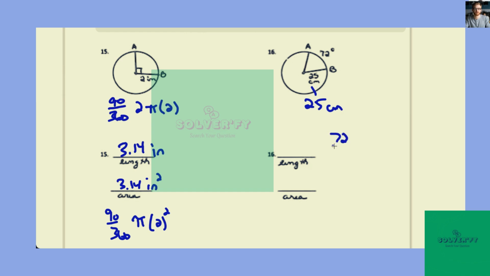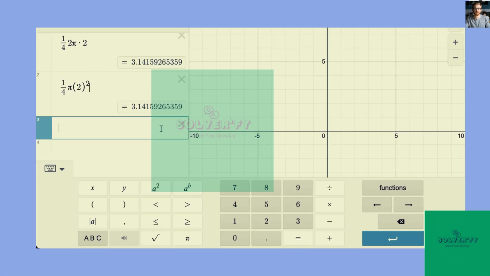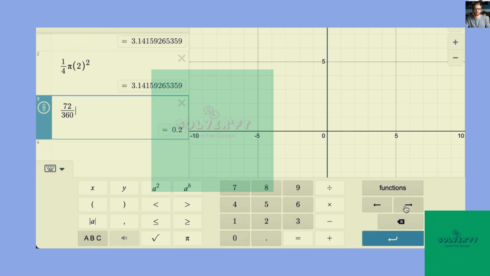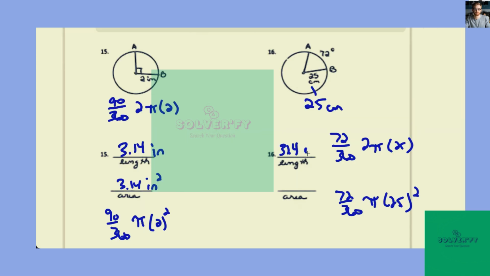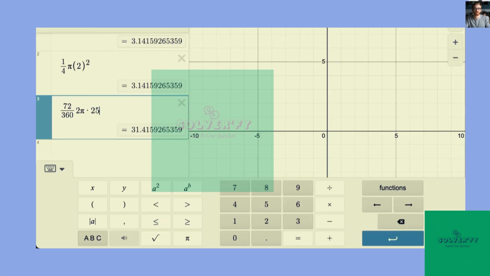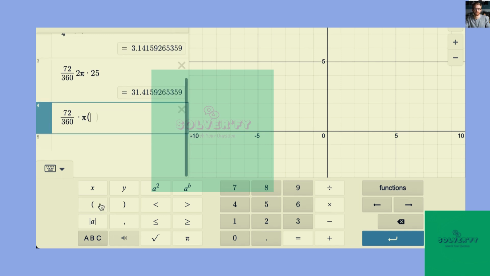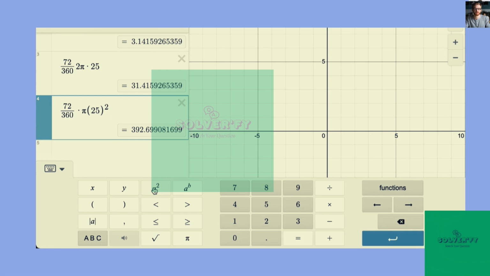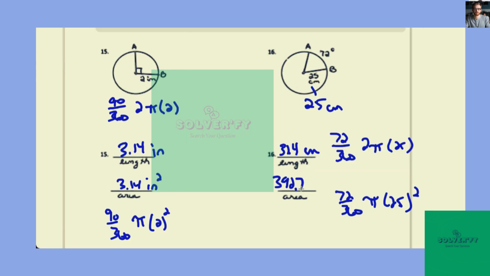Okay, so the length would be 72 out of 360 times the circumference, which is 2 pi r, which I'm going with 25, and the area is 72 out of 360 times pi r squared. Okay, so 72 out of 360 times 2 pi times a radius of 25 is 31.4. And the area would be 72 out of 360 times pi times the radius squared, or 392.7 square centimeters.